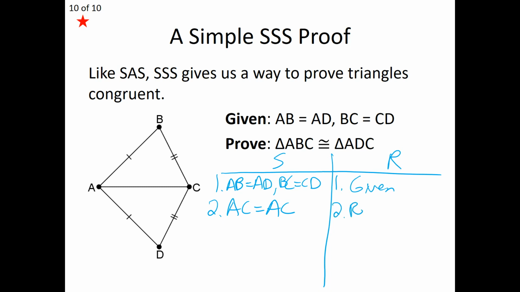Why? That's because of reflexivity of equality. Everything is equal to itself. Hey, now, do all three sides of one equal all three sides of the other? Yes, indeed, which means we can call triangle ABC congruent to triangle ADC by a very simple fact of side-side-side congruence. So there we have it, a very simple proof using the side-side-side congruence inside of our proof.